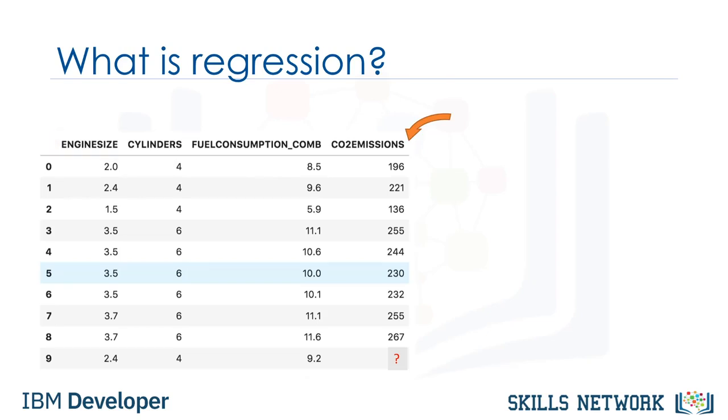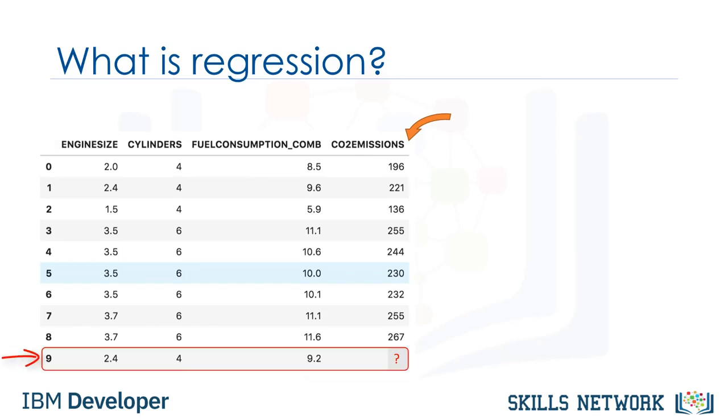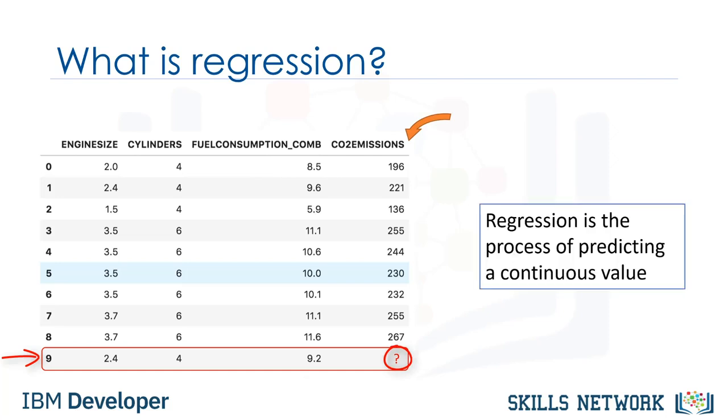Let's assume we have some historical data from different cars, and assume that a car such as in row 9 has not been manufactured yet, but we're interested in estimating its approximate CO2 emission after production. Is it possible? We can use regression methods to predict a continuous value such as CO2 emission using some other variables. Indeed, regression is the process of predicting a continuous value.